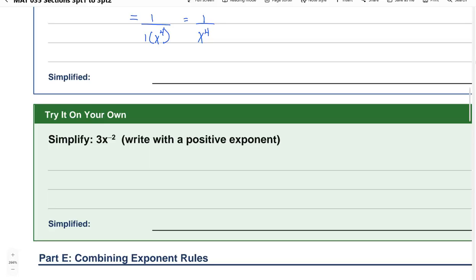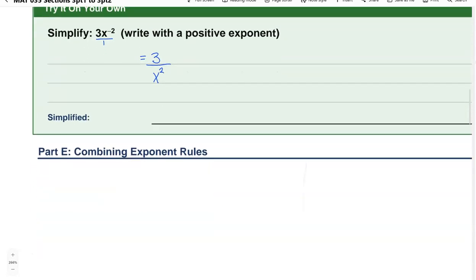Okay, that next one, you may want to pause the video, try it, and check your answer. So we want to simplify 3x to the negative 2. So remember that x to the negative 2, that negative exponent just tells us it's in the wrong place. So we're going to move that x term to the bottom. So it's going to be 3 over x squared. And when I move it, my exponent becomes positive.